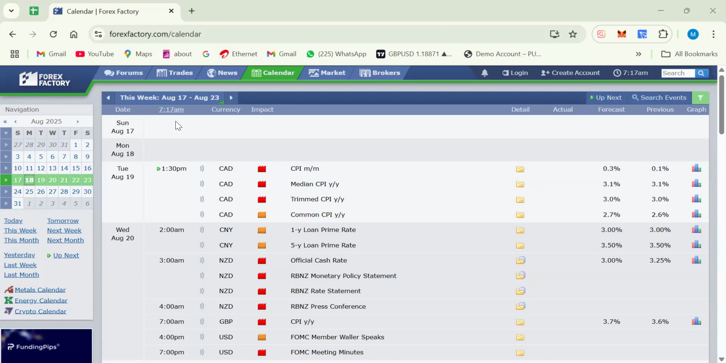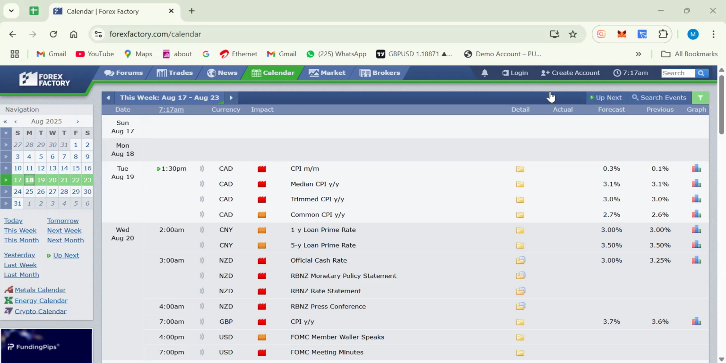So today there is no high impact news. Today is 18th of August 2025. There is no high impact news at all today. And tomorrow, 19th of August, we are having high impact news only on Canadian dollar.